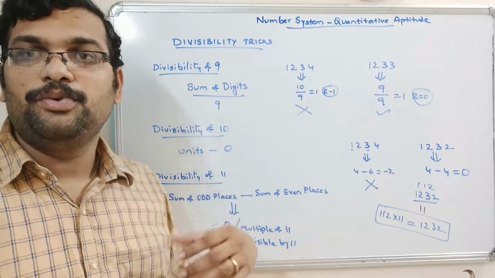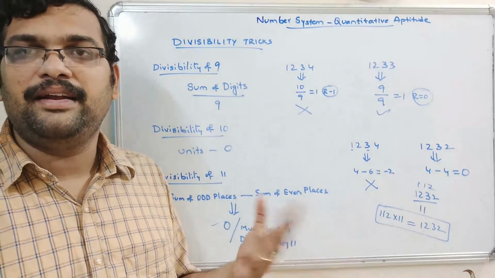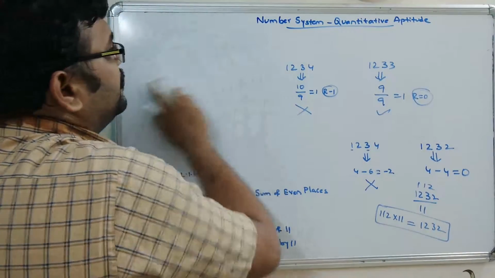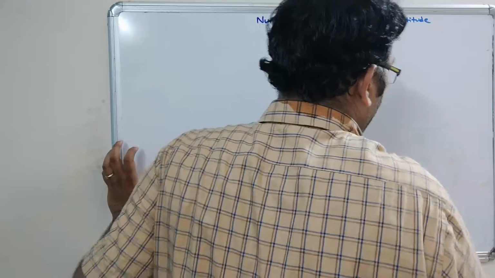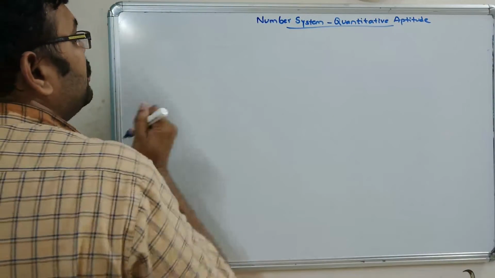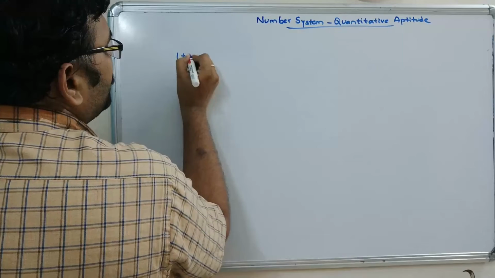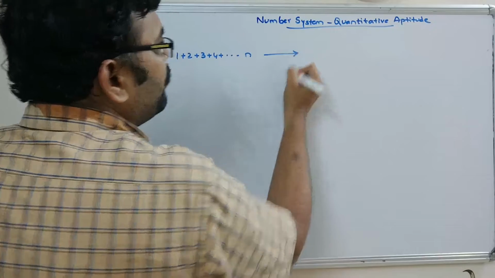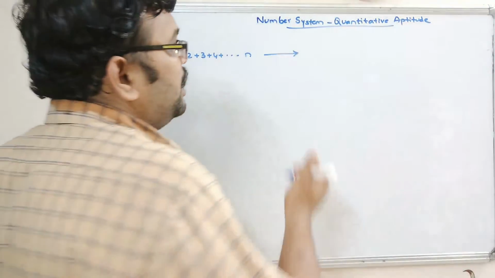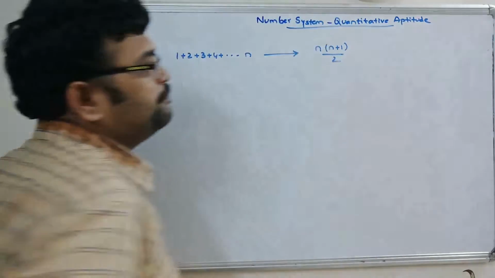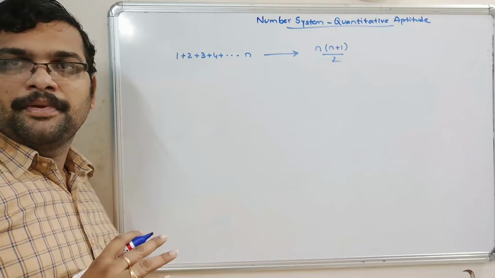Okay, if it is divisible by 2, 3, 4, 5, 6, 8, 9, 10 and 11. Right? So in the general formulas, I will tell you the general formulas. If the given series is 1 plus 2 plus 3 plus 4 plus and so on up to n, you know the formula. This is nothing but the sum of natural numbers, right? So that is n into n plus 1 by 2.